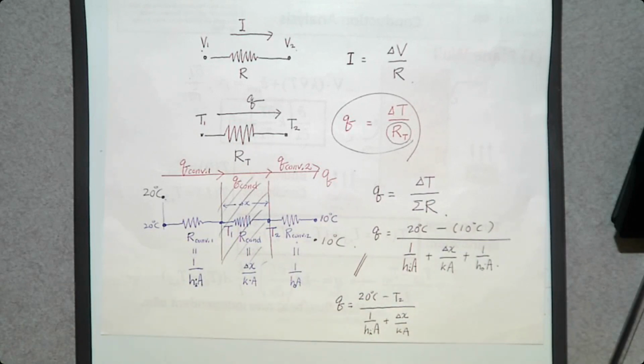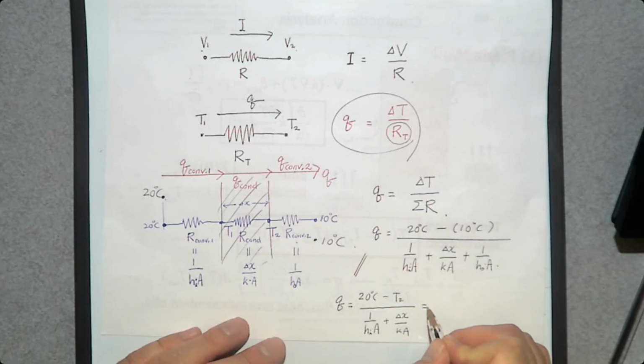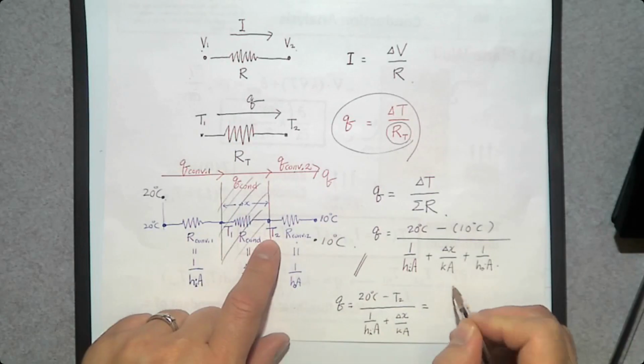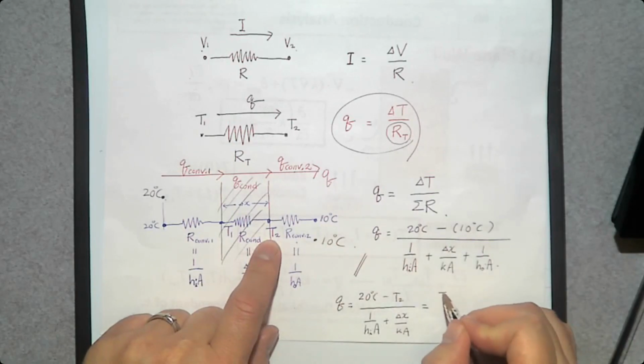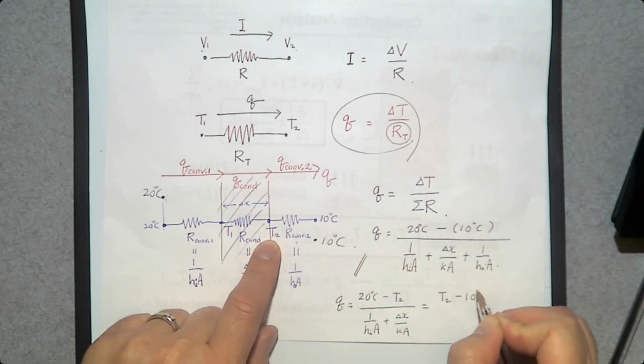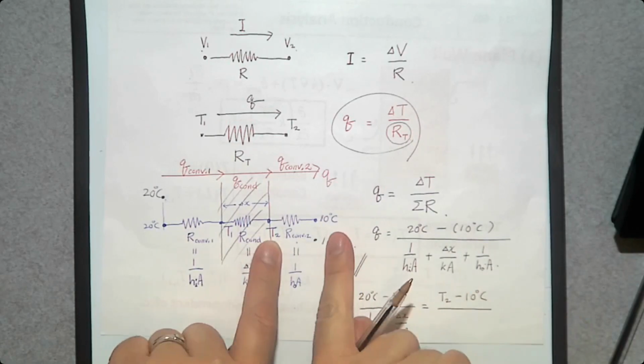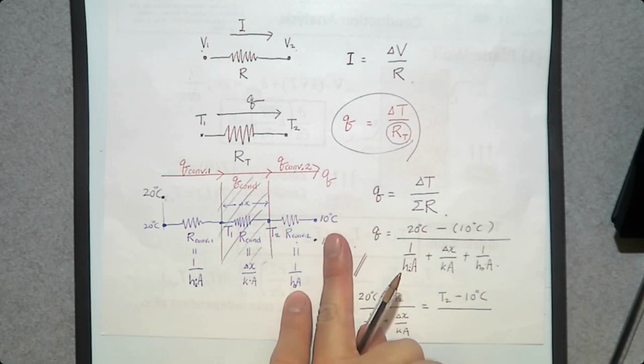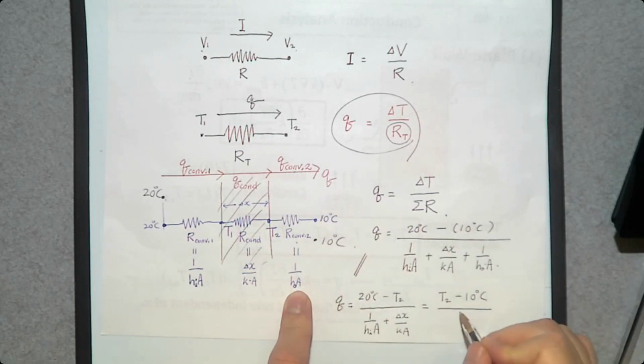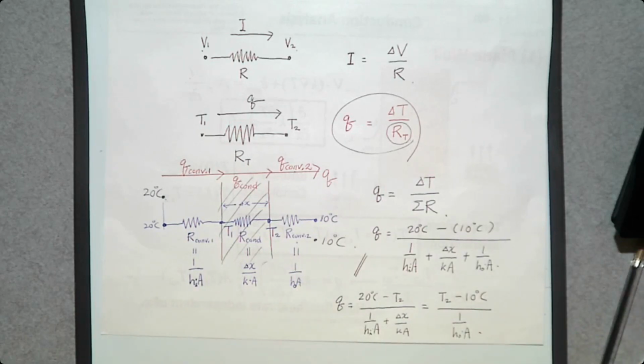Is that it? No, you can come up with another temperature difference. But this time, delta T is going to be T2 and 10 degrees Celsius. So you can say this Q is again, now this time between T2 and 10, T2 minus 10 degrees Celsius, and how many resistances between these 2 points? Just one, convection resistance, 1 over HOA. So that's how you can come up with this heat equation.